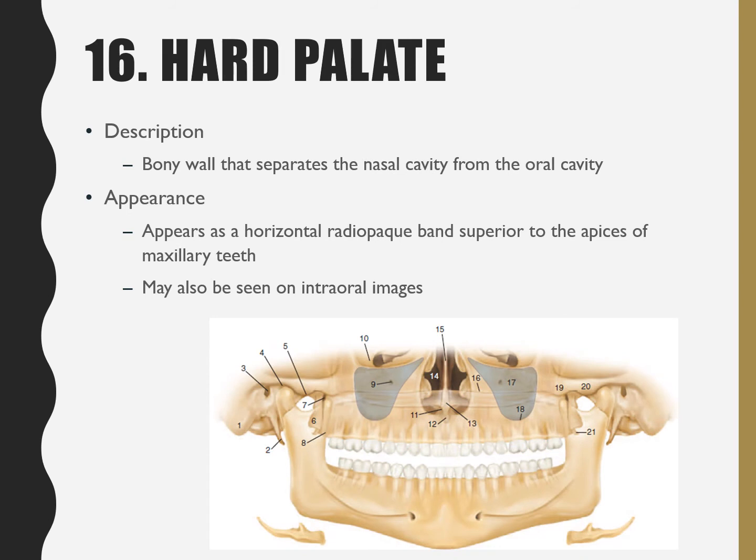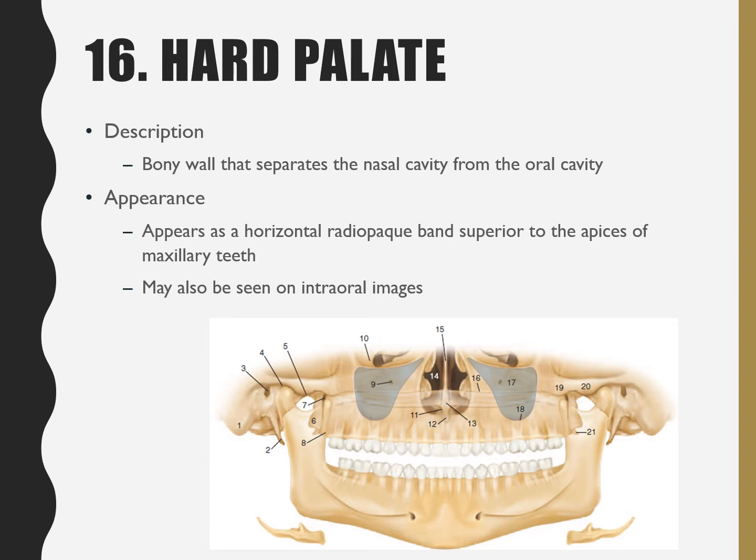Okay, number 16 is the hard palate. Now try to remember that the hard palate is a structure that completely covers the entire maxillary bone. It goes all the way across. It's a bony wall that separates the nasal cavity from the oral cavity, right? And it appears as a horizontal radiopaque band superior to the apices of the maxillary teeth. It can also be seen on intraoral images. I mean, you're probably going to see something of the hard palate.